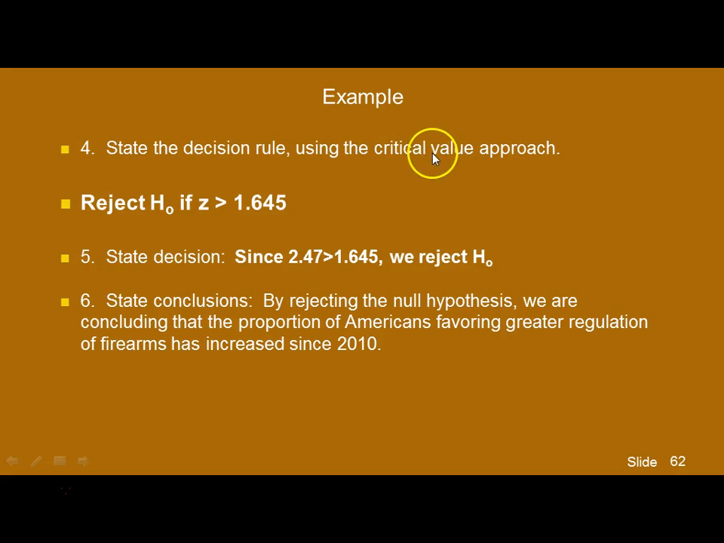If we're going to use the critical value approach, we need to compare that 2.47 to our critical value, which in this case turns out to be 1.645. And we'll look at that graphically in a moment. It's a right-sided test, so we're going to reject the null if our z-value is above 1.645. 2.47 is above 1.645, so we reject the null. And because of that, we are concluding that the proportion of Americans favoring greater regulation of firearms has increased since 2010.